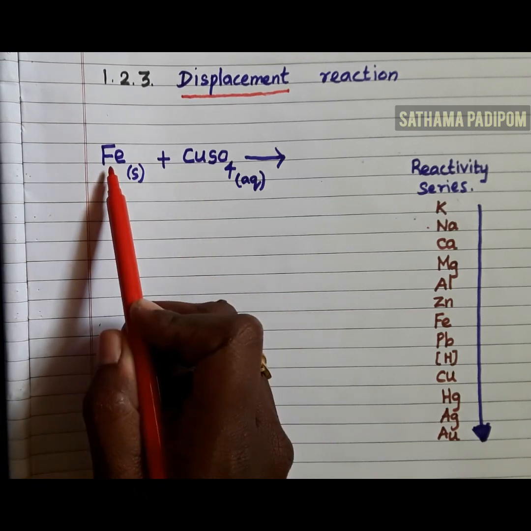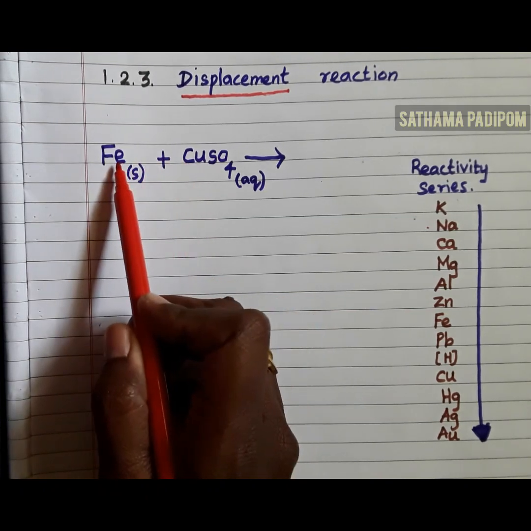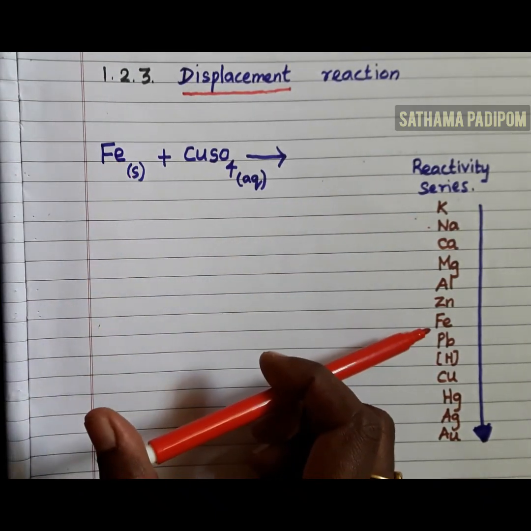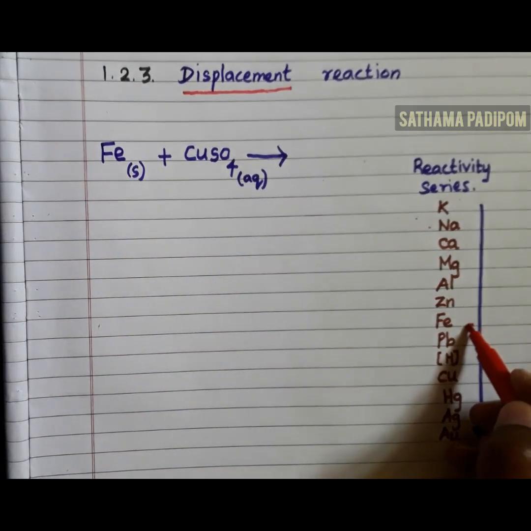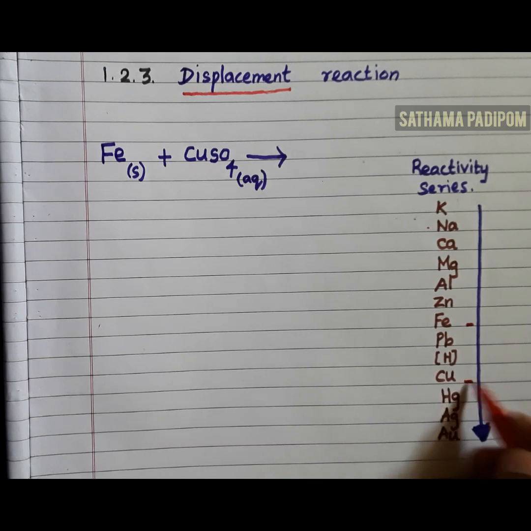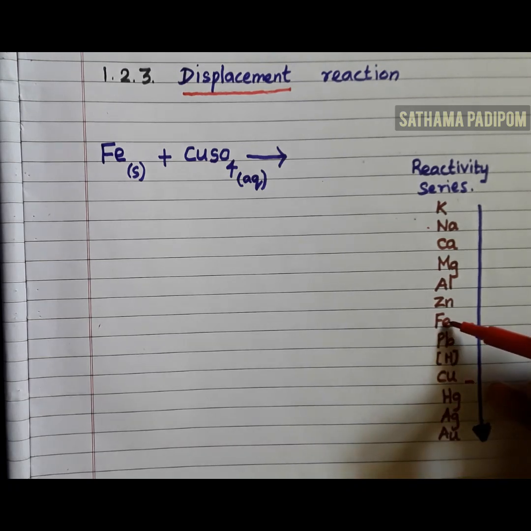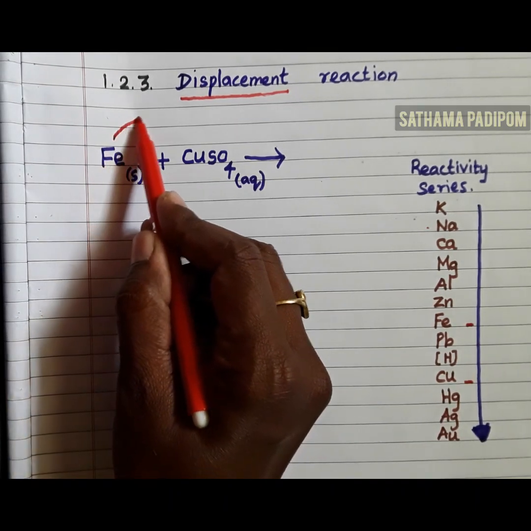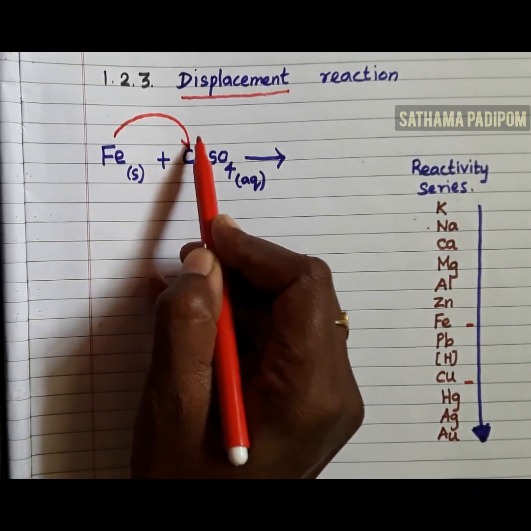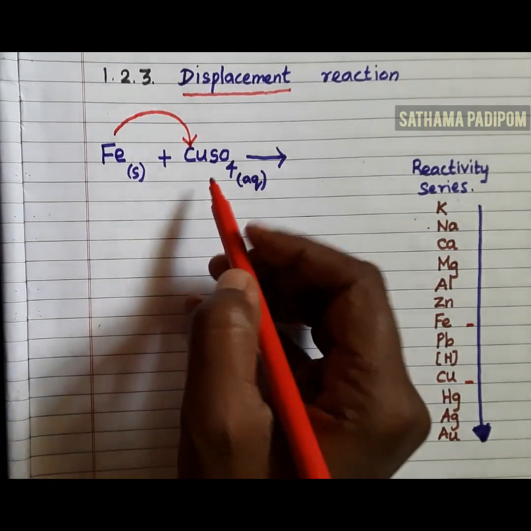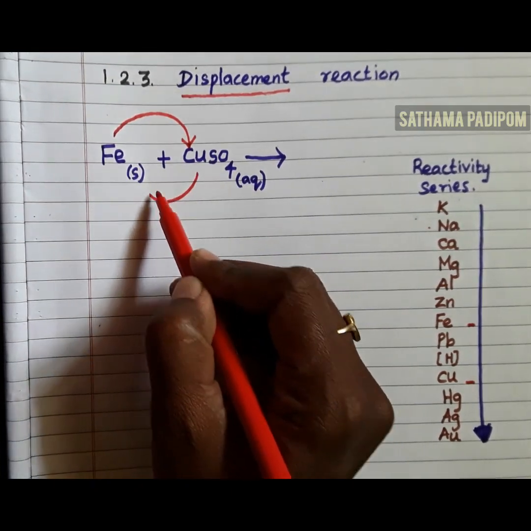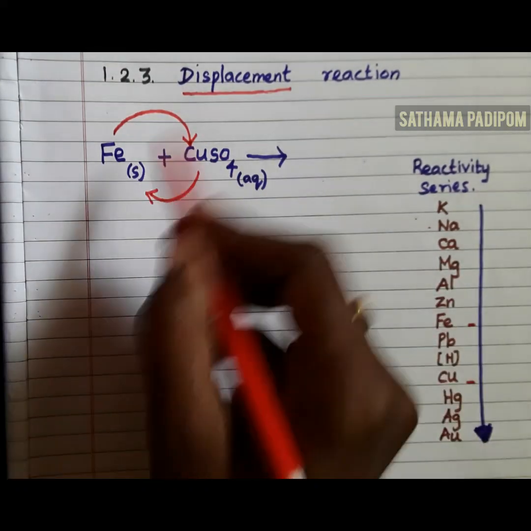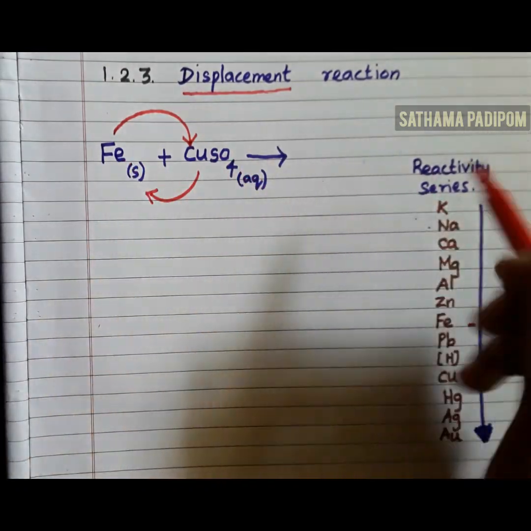Among these two elements, which is the highly reactive metal? Find it here. Iron is the highly reactive metal compared to copper. So this iron will displace this copper easily. So what will happen? Here iron will come in when it reacts and the copper will be displaced. Copper will be displaced by this reaction. So now how will the reaction change?